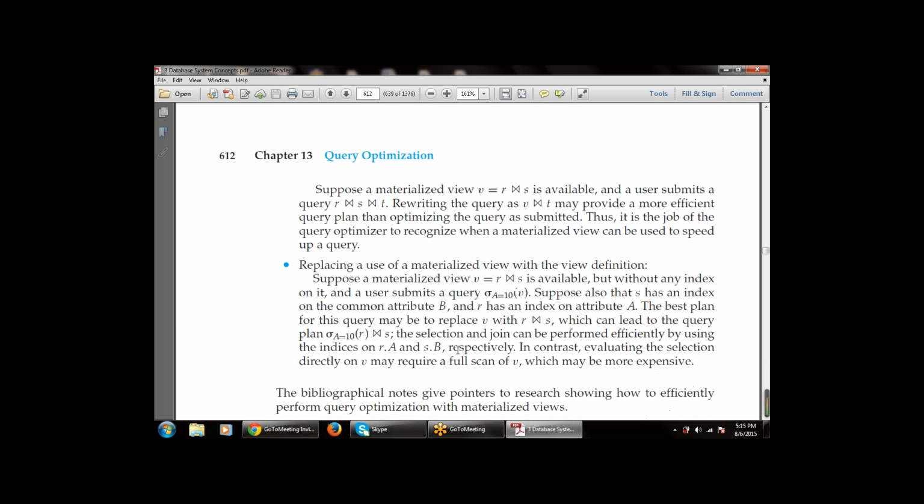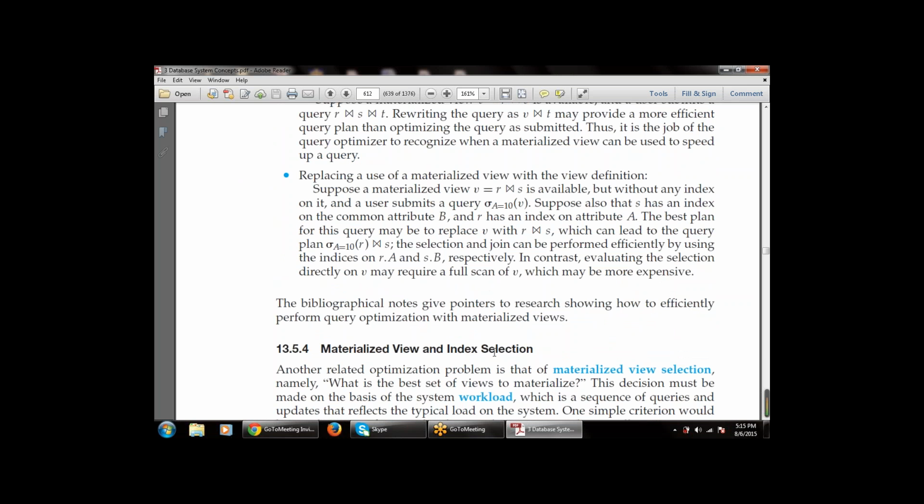And the bibliography notes give pointers to research that shows how efficiently and effectively the query will be performed or the materialized view will be maintained. The next is materialized view and index selection, that is, using the materialized view with index selection, that is, how to use the index in the materialized view.